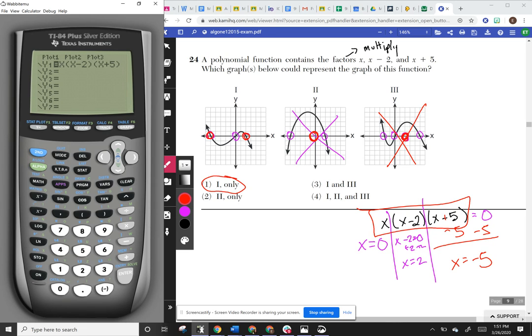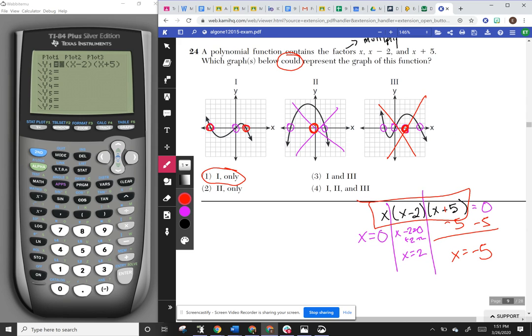But I guess they do cover themselves because it said could represent. So 1 is the only one that could represent it because it does have the same roots, even if the graph looks a little different. All right. And that is the multiple choice of the January 2015 Regents, questions 13 through 24.